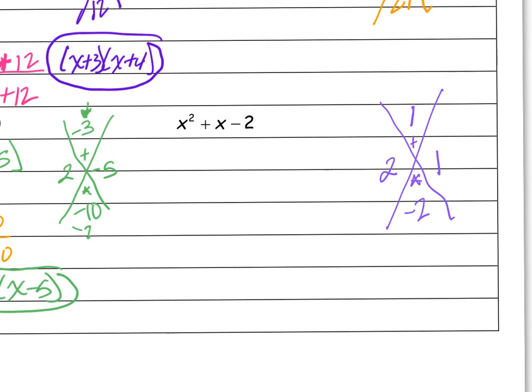Okay, so because this number is negative, I know that one of my numbers has to be negative. And since this number is positive, I know that my bigger number has to be positive. So this will be negative. So I've got x plus 2 times x minus 1. And there we go.